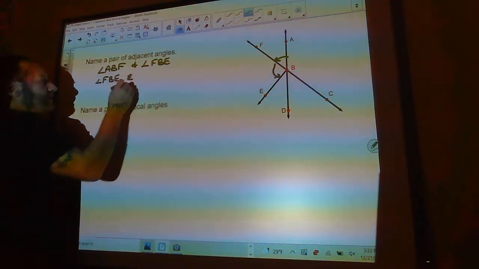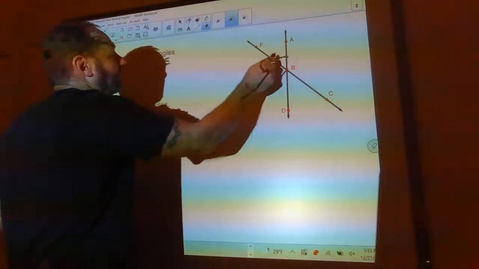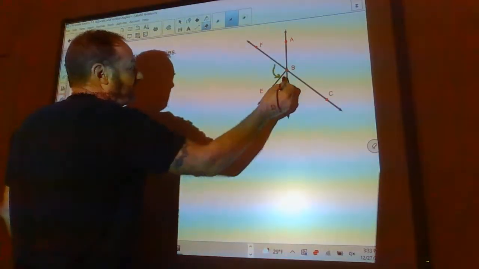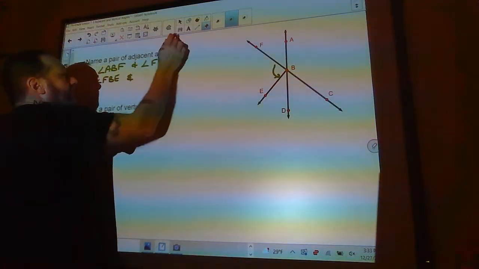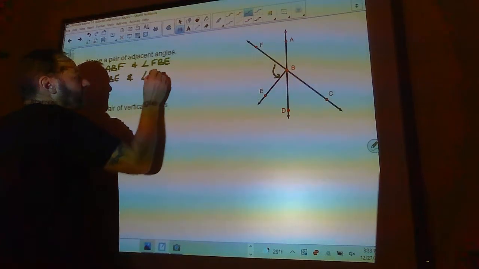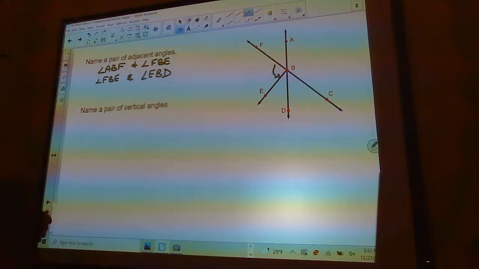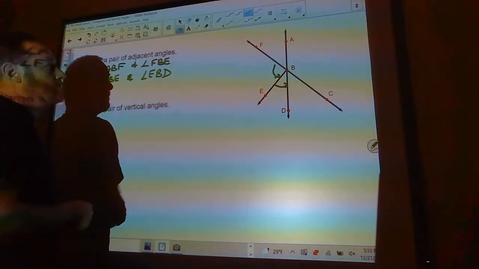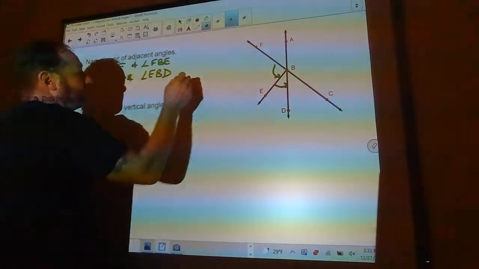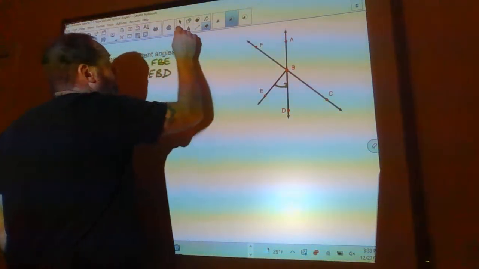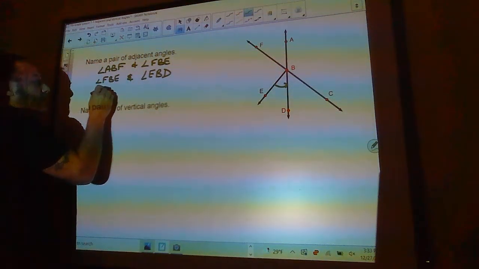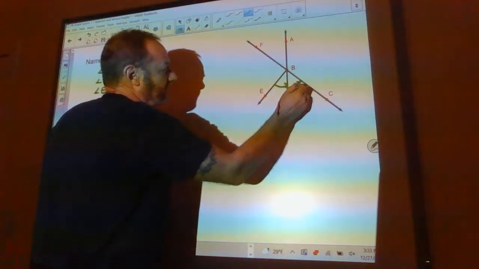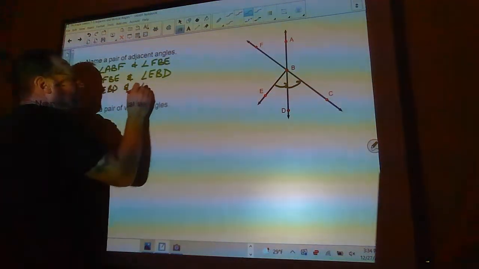Okay? Now I could also have angle FBE, and so that would be this angle right here. I could have angle EBD. That would be these two angles. I could have, forget this angle here, I could have angle EBD and this angle DBC.